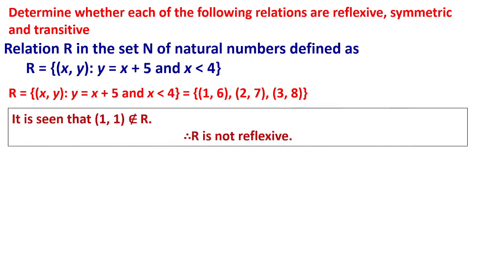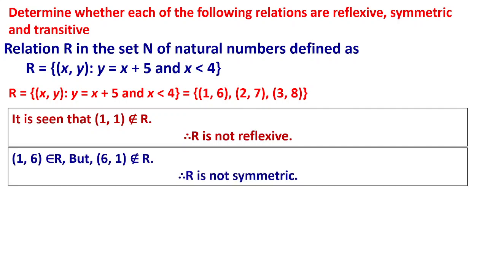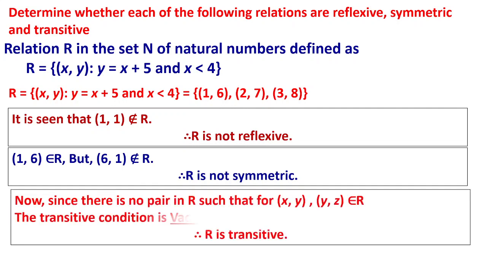And 1 comma 1 is not in R, therefore it is not reflexive. And 1 comma 6 is in R, but 6 comma 1 is not in R, therefore it is not symmetric. But 1 comma 6 is there, and 6 is not related to any other element. Therefore, there is no pair such that x comma y and y comma z belong to R. Therefore, this condition is vacuously true. Therefore, R is transitive. Be careful: not reflexive, not symmetric, but transitive.